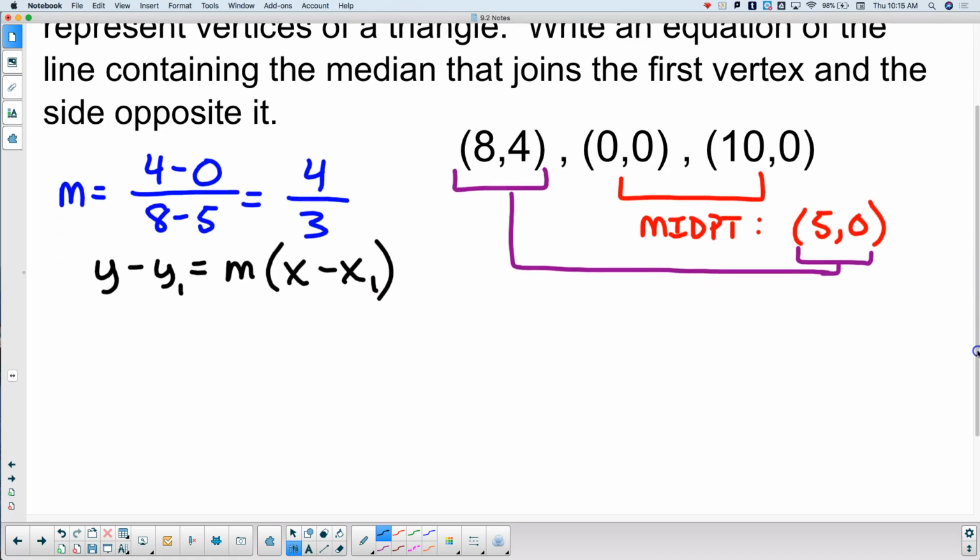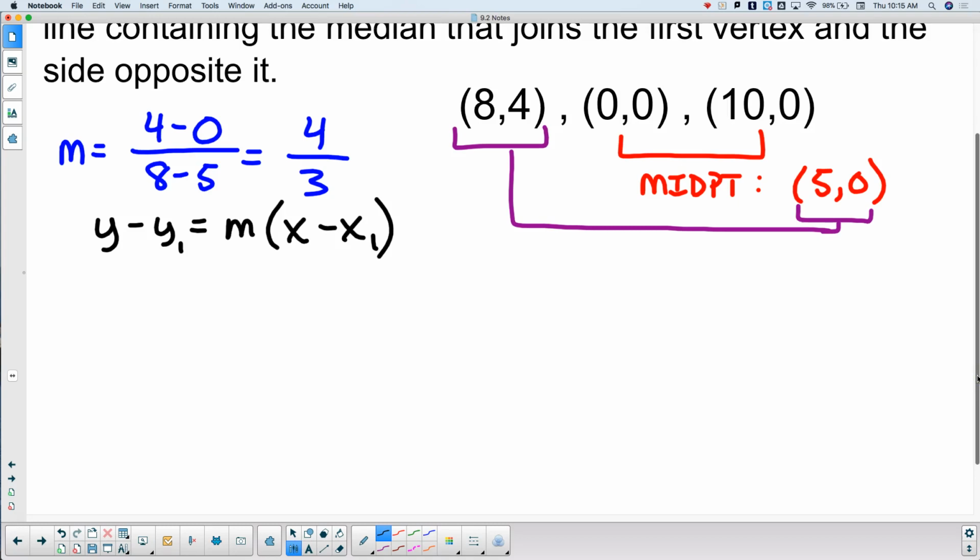Now I can fill some stuff in. Deets, you said you wanted to use the 5, 0, right? Okay, love it. So that's going to be y minus 0 equals 4/3, my slope, times x minus 5.